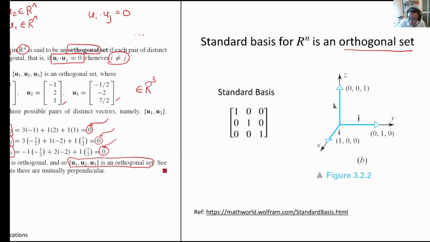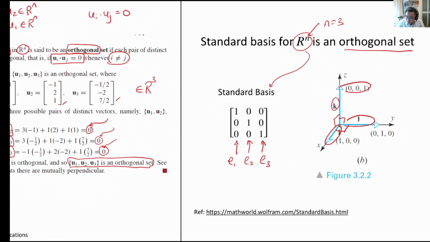The most common example in R3, when n equals 3, is this set of orthogonal vectors. Immediately it is obvious that column 1 is orthogonal to column 2, is orthogonal to column 3. Visually it is also very satisfying. We see that the first column, which is 1, 0, 0, is 90 degrees to the second column 0, 1, 0, which is also 90 degrees to the third column 0, 0, 1.